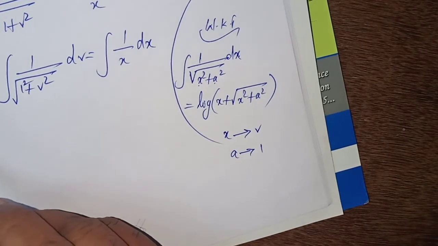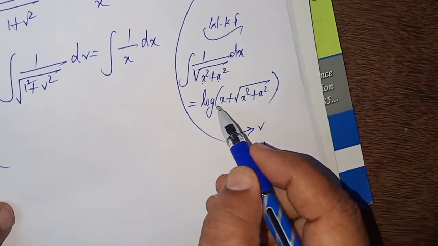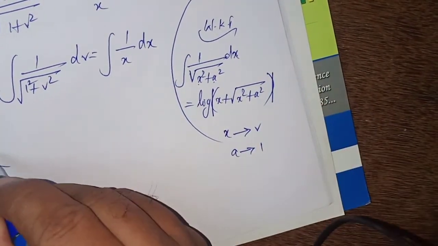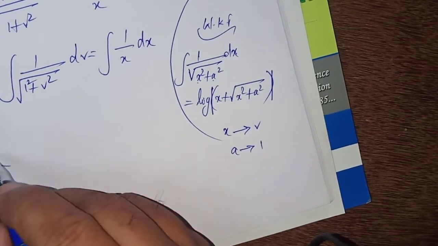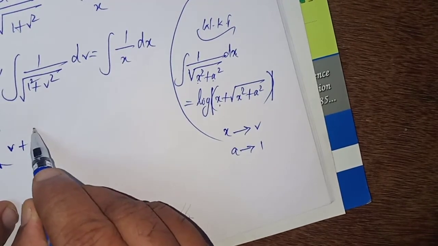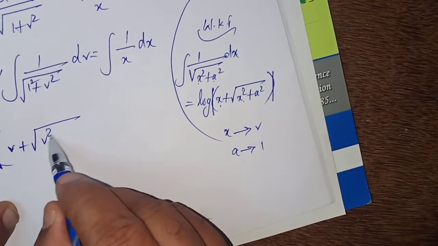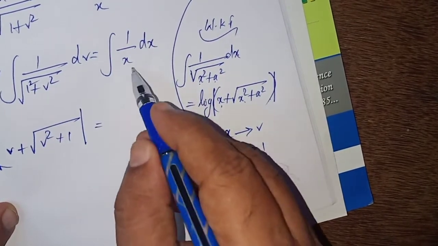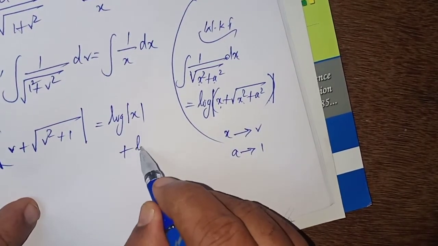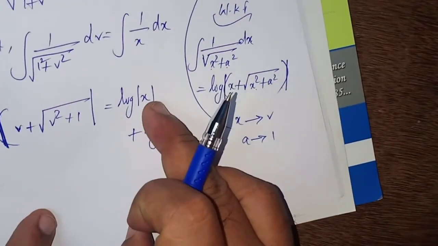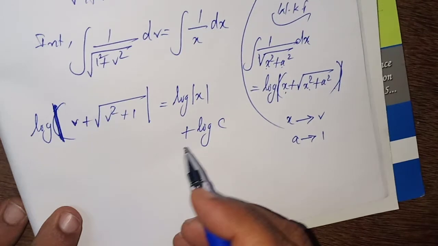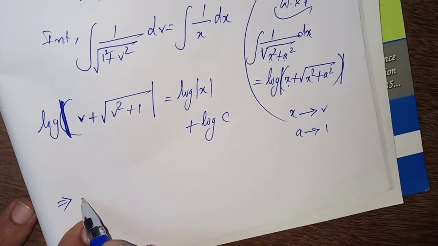So here log of modulus, even you can put modulus, the next step you can remove the modulus. Modulus x can be replaced by v plus root of x square plus a square, means v square plus 1 square. 1 square is 1. That is equal to 1 by x is log x or log modulus of x plus log of c. Once the integration is over, you have to introduce the constant c. Instead of c, what I have taken? Log c. Right?